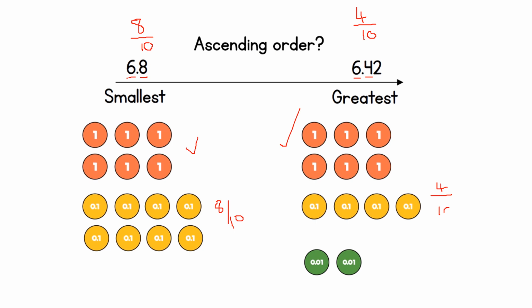So 6.42 is actually smaller than 6.8. So Sally was not correct. And so we don't even need to look through the hundredths column because we have to start with the tenths column, and we already saw that it was smaller. So now you would place 6.42 over here, and 6.8 over here.